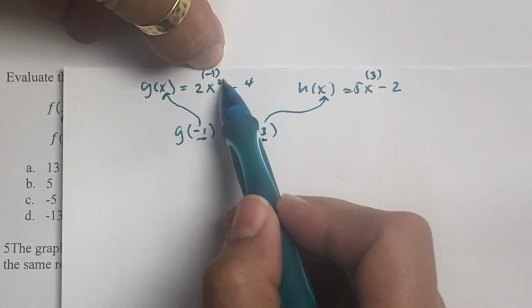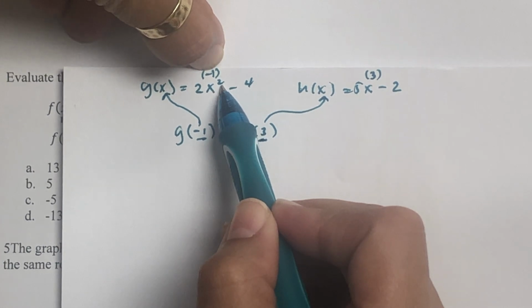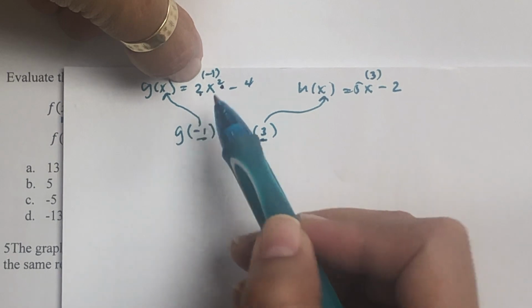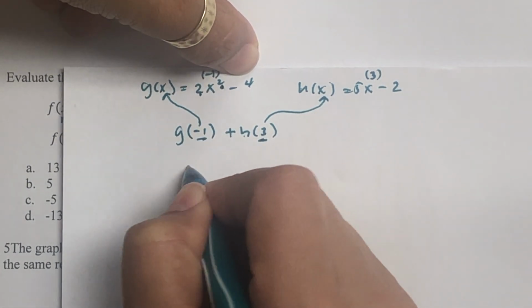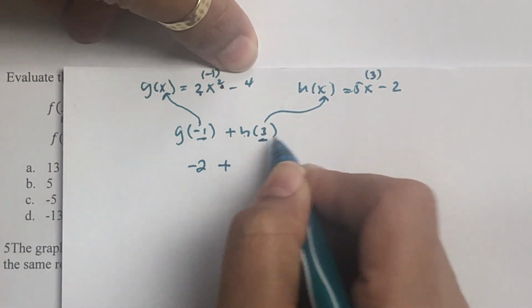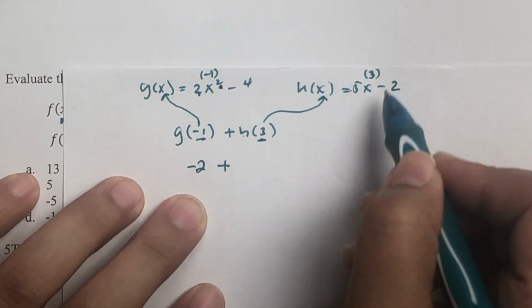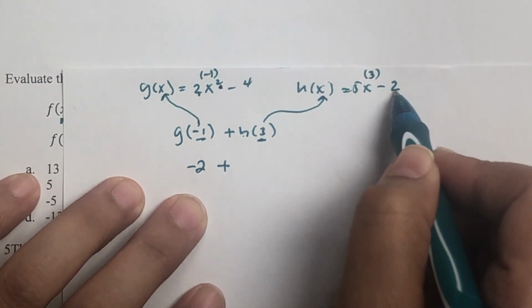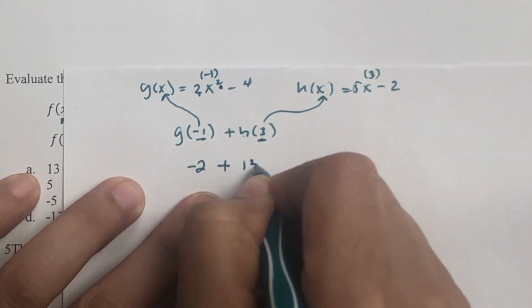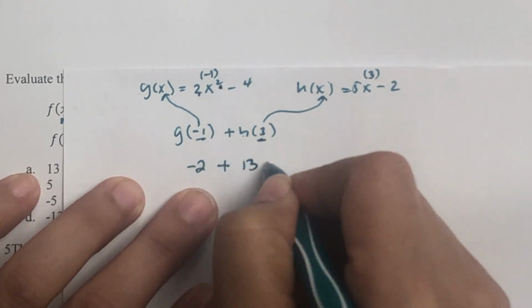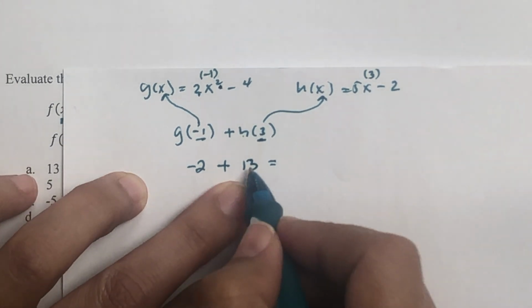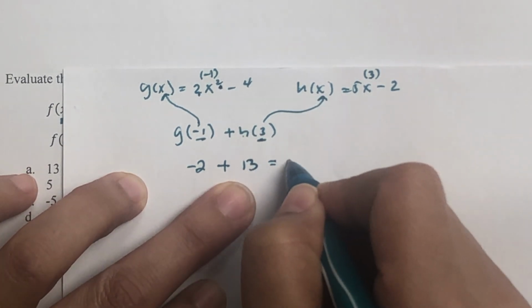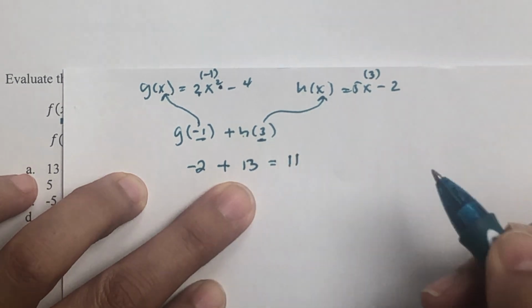You've got negative 1 squared, which is positive 1, times 2, which is 2, minus 4, which is negative 2, plus whatever you get for here. 5 times 3 is 15. 15 minus 2 is 13. And now you're adding the two things together. So you got negatives meeting positives. Positives are going to win because they have more people by 11.